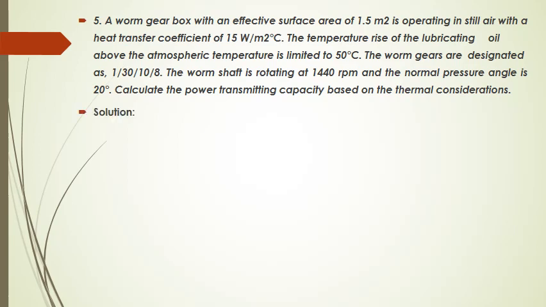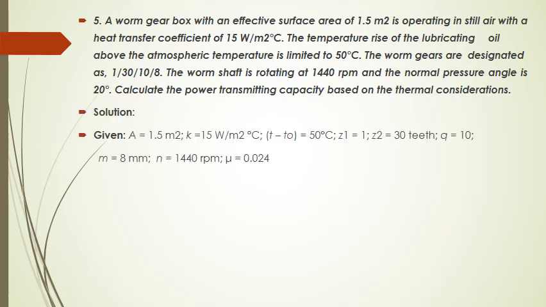Now we will see the solution. These are the given quantities. Area A is equal to 1.5 meter square. Heat transfer coefficient K is equal to 15 watt per meter square degree Celsius. Temperature difference T minus T naught is equal to 50 degree Celsius. Z1 is equal to 1, Z2 is equal to 30 teeth, Q is equal to 10, M is equal to 8 mm, small n is equal to 1440 rpm, and coefficient of friction mu is equal to 0.024.